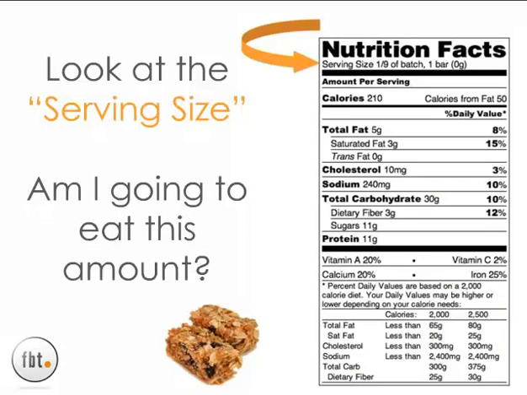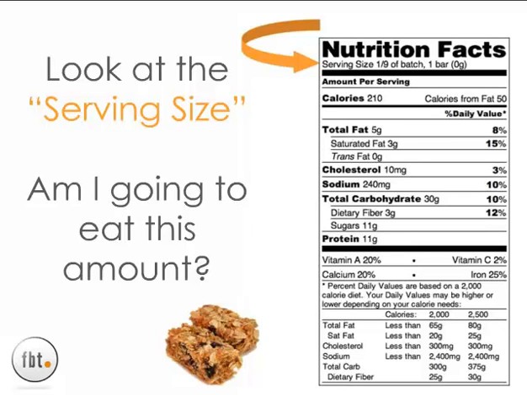So the next question that I want you to ask yourself is, am I going to eat this amount? If the answer is yes, then great. Let's move on to calculating your servings. If it's no, then how much more or less are you going to eat? If you eat half the amount listed, then you would need to divide all the numbers in half. If you're going to eat double or triple the amount listed, then you would need to double or triple the amounts on the food label.